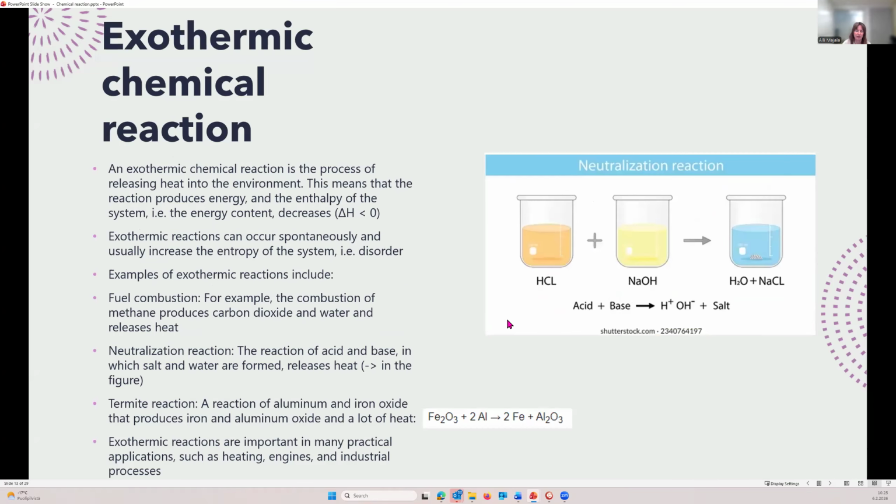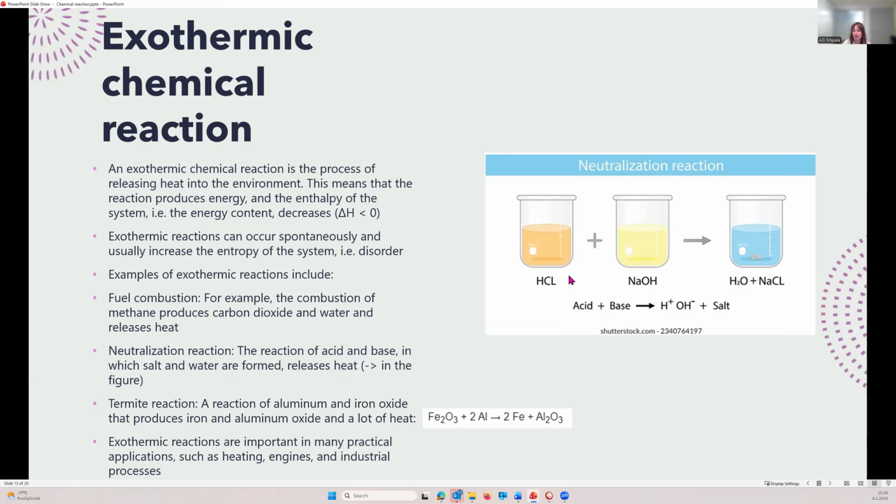And then the opposite is the exothermic chemical reaction, where you release energy. You can produce heat, for example, like in combustion. And it can occur spontaneously. Well, it usually increases the entropy. And combustion is the example. Or then the neutralization reaction, which we have here.